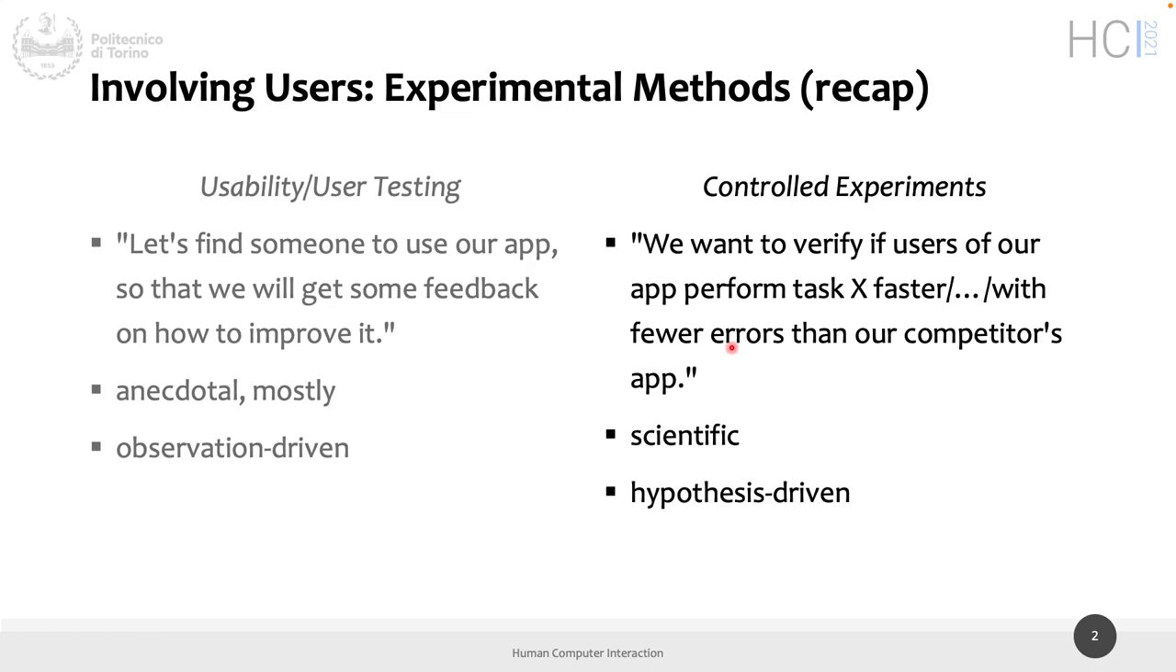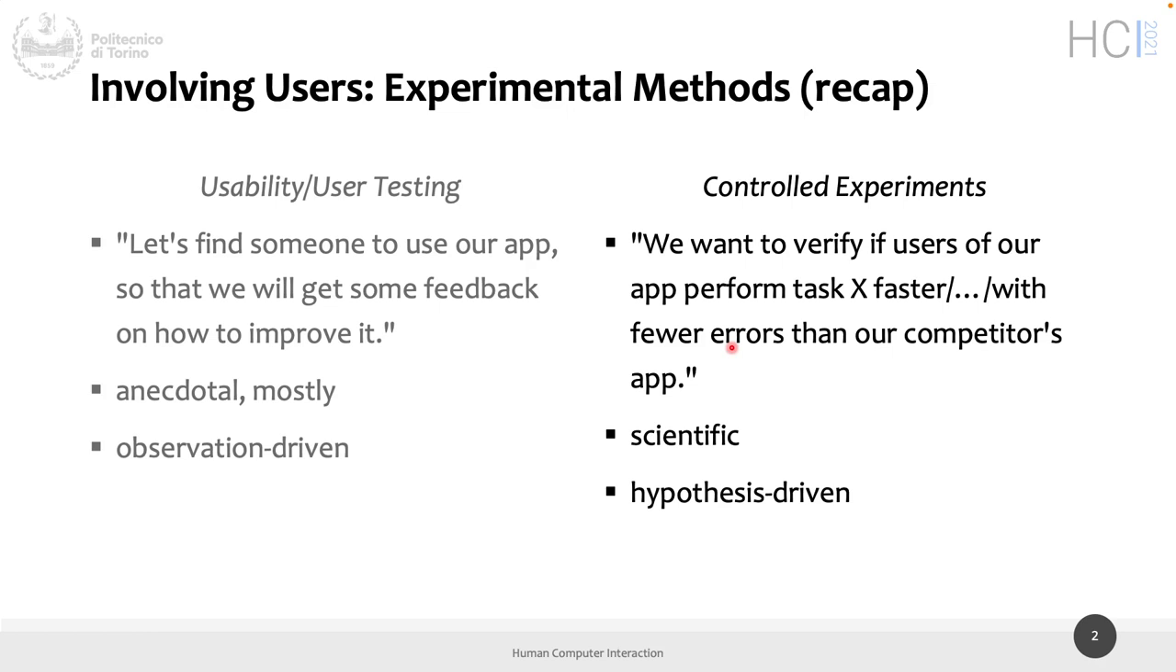So not just getting information, getting feedback, but again, making a parallel between two things and saying which one is better. And this better is something that we measure systematically, precisely. We can measure with some numbers. So this is the main difference between usability testing and control experiment. Comparison, specific task, and specific metric, specific measurement, quantitative and, again, measurable.